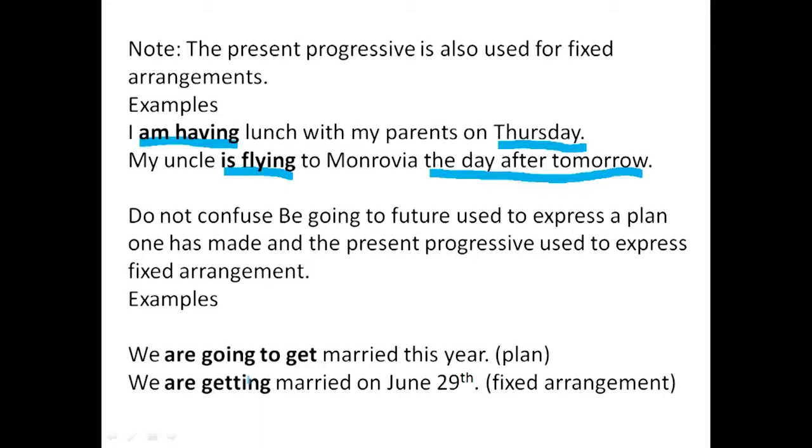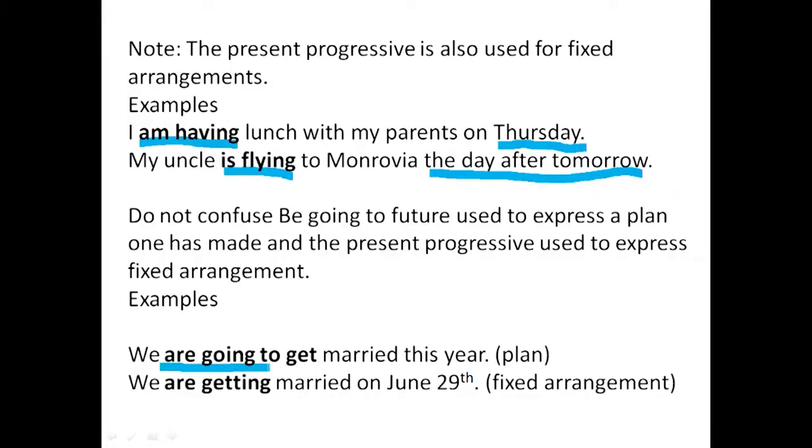See here: we are going to get married this year. We have not stated the date. We have not outlined whether it will be on the 28th of November or August. So there is no specific timeline yet. The plan is about this year. So there is no specific arrangement here, and going to is fine. But: we are getting married on June 29. It's a fixed arrangement. No going to there.